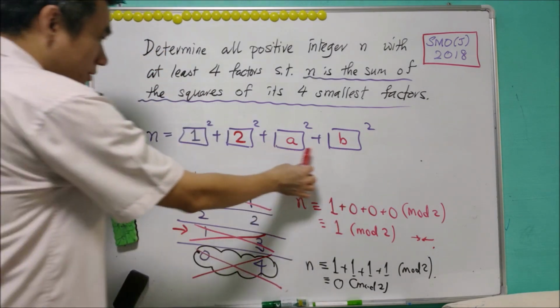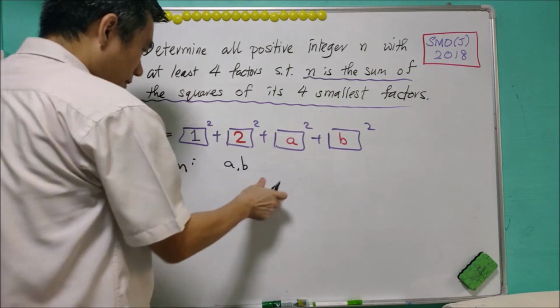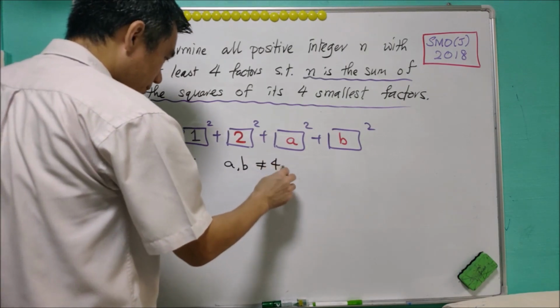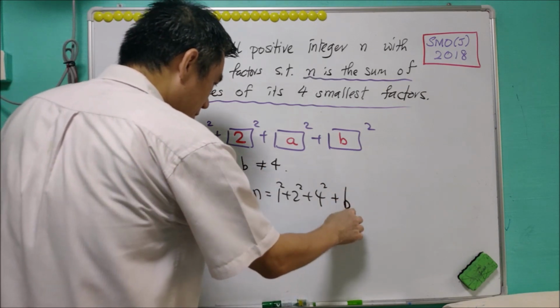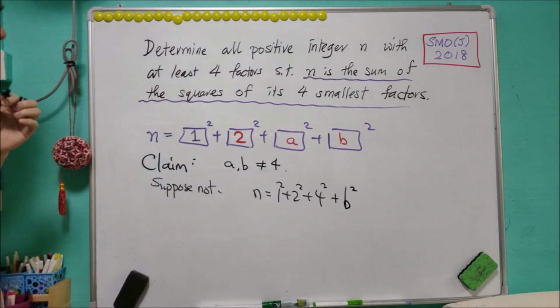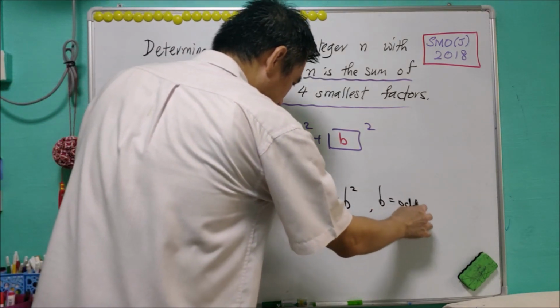Now we consider this case. We will make a claim that none of a and b equals 4. Suppose not, let a equal 4, and this is n. Now in this case, b is an odd number.